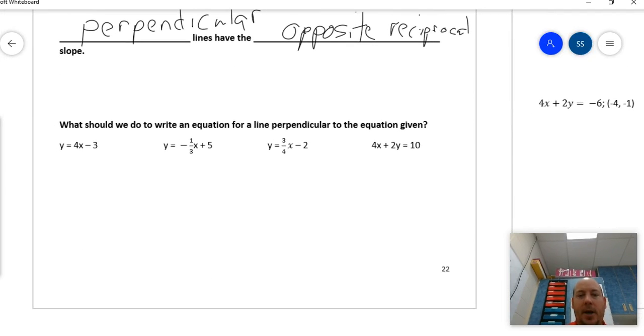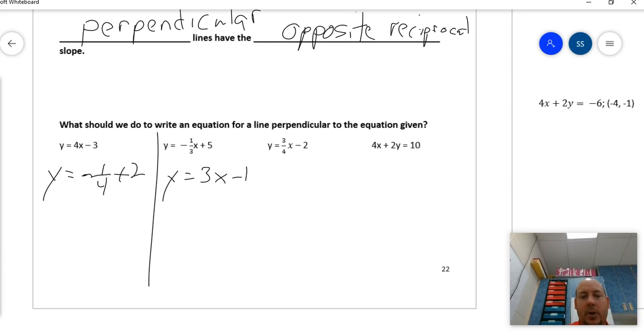So if I wanted a line perpendicular to the given equation, my new slope, so I have +4, would be negative, so opposite reciprocal, -1/4. And then I could do like +2 or something like that. This one, opposite reciprocal, so it would become positive, and then 1 over 3 becomes 3 over 1, so positive 3x. I can just pick a new y-intercept. This one would become -4 over 3.